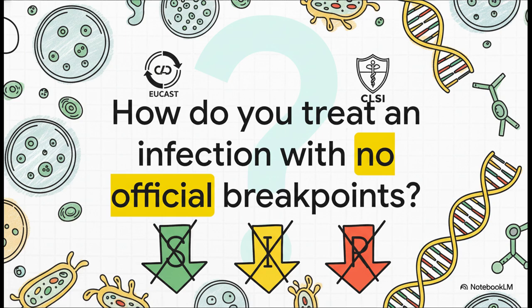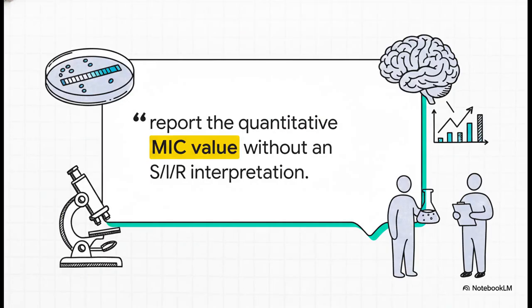So as a microbiologist, you can't just slap a simple S, I, or R on the report and call it a day. It forces us to be a bit more thoughtful. So what's the right move? Well, EUCAST guidance is pretty clear on this. You don't guess, you don't try to apply breakpoints from another organism, you simply report the quantitative MIC value, just the number. This puts the power of interpretation where it belongs, in a conversation between the microbiologist and the clinician. They can look at the raw number, consider the patient, the site of infection, and make a smart call together.